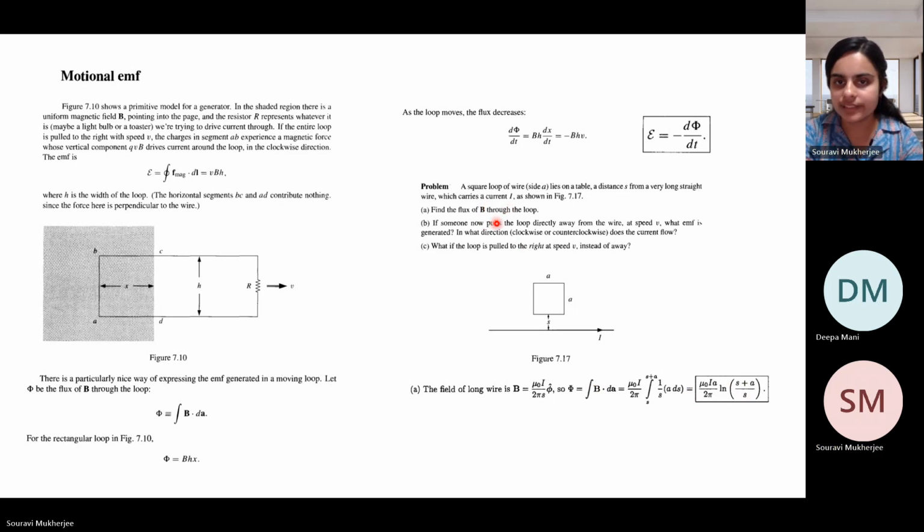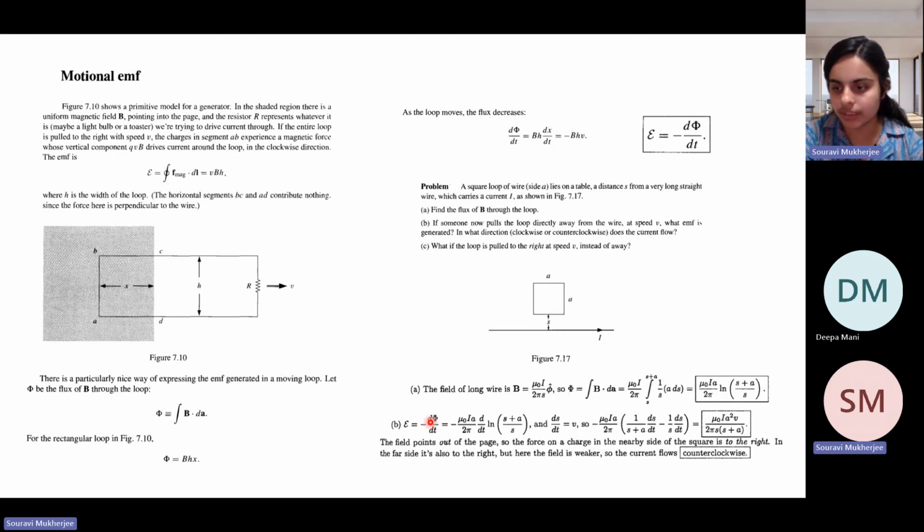Now, it's said that if someone pulls the loop directly away from the wire at some speed v, what EMF is generated? When you are pulling the loop away from the wire, the magnetic field lines crossing this area are actually decreasing, right? So the flux is changing. And you know that when flux changes, an EMF is generated. So to find the EMF, you take a time derivative of phi, and you get something like this, right?